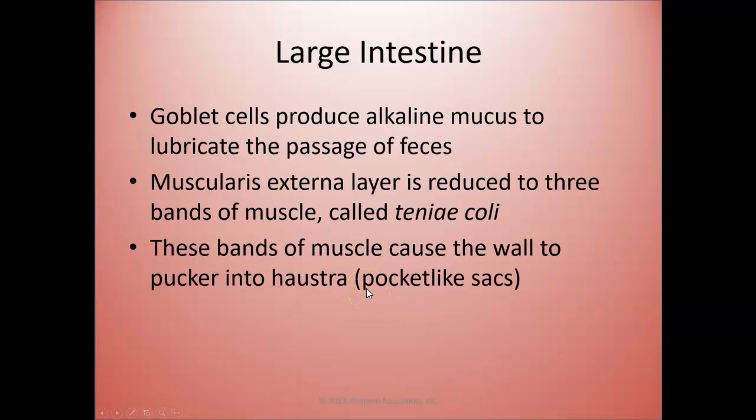Things that we find in the large intestine are these goblet cells. They produce alkaline mucus to lubricate the passage of feces as it goes through. The muscularis externa layer is reduced to 3 bands of muscles, and they cause the walls to pucker into these little pocket-like sacs. And in some people, those can develop as they age into big pockets, and they'll do abdominal surgery to clear that out because those can get infected as well.